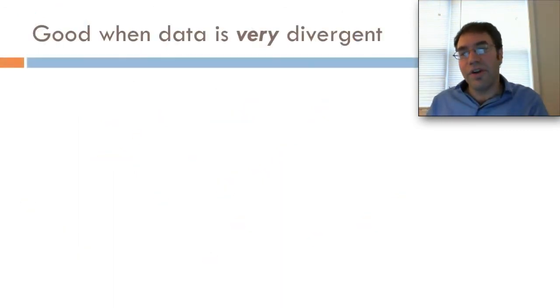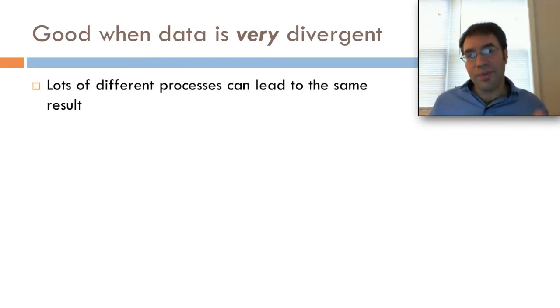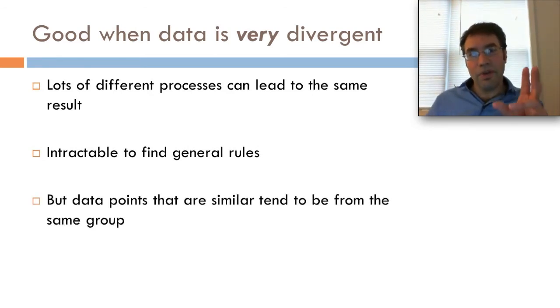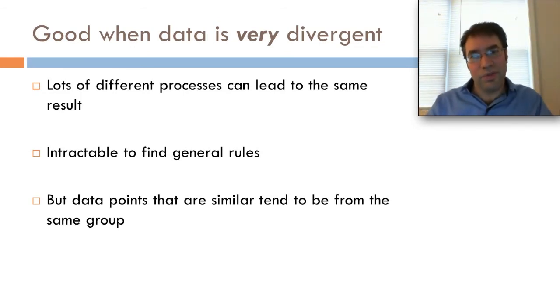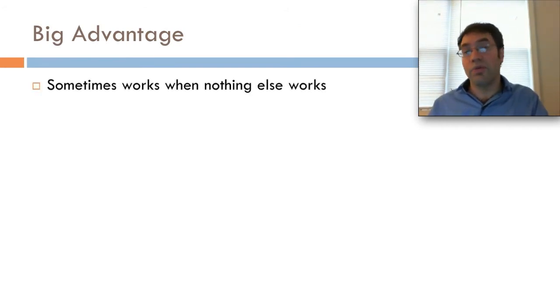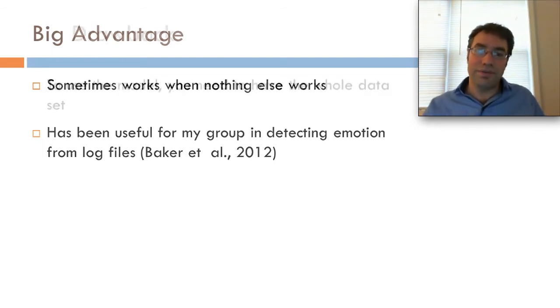K-star is good when the data is very divergent, when there are not easy patterns but there are clumps. Lots of different processes can lead to the same result, and it's intractable to find general rules. But data points that are similar to each other tend on average to be from the same classification group, from the same class. A big advantage to K-star is that sometimes it works when nothing else works. My group in specific has found that it's useful for detecting some emotions from log files, where there are many different ways that emotions can manifest itself within student behavior, and they may not be all that related.